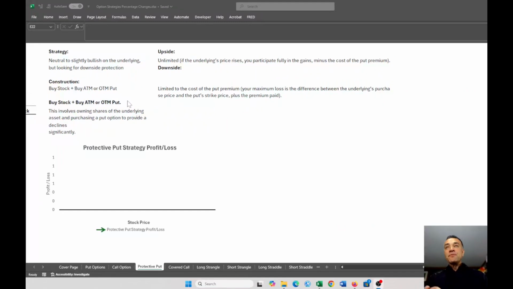The strategy is neutral to slightly bullish on the underlying asset, but is looking for downside protection. So we believe that the asset is going higher. We're bullish in this regard, but we want protection so that if it did fall, I'm protected. The construction is that we buy the underlying asset and then buy an at-the-money or out-of-the-money put. The upside is unlimited, depending on how much the stock goes up, there's no cap to our upside. And the downside is limited because we're protected with the put.